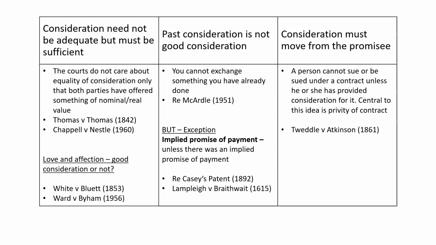We can see that in both cases, Thomas v Thomas and Chappell v Nestle. In Thomas v Thomas, they were offered rent for I think £100 a year. At that time, it was not as much. It was obviously a lot more than £100 worth today, but not equivalent really to what you would pay for rent in those times. And they tried to evict her and say, well, you haven't offered consideration.